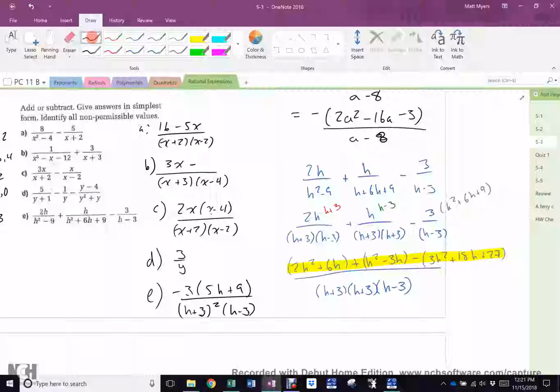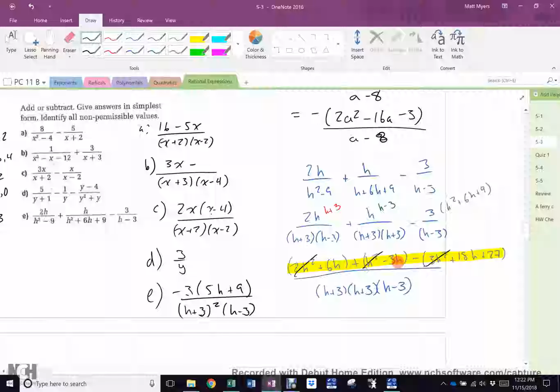Same thing we've been doing since the 9th grade. What do we do? Solve it. No, you cannot solve this. You can't cancel yet. Simplify. How do we simplify a thing that looks like that? Collect your like terms. Are there any other h squareds? Yes. 2h squareds plus 1h squared is 3h squareds. Minus 3h squareds is what? Gone. Are there any other h's?